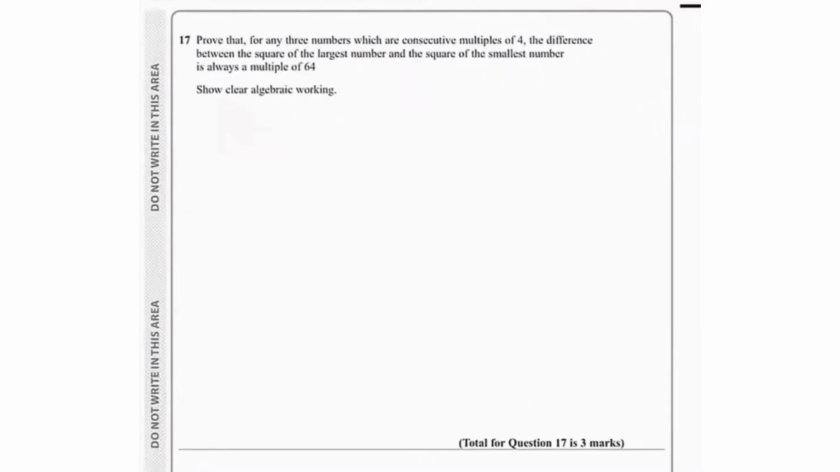This question says prove that for any three numbers which are consecutive multiples of 4, the difference between the square of the largest number and the square of the smallest number is always a multiple of 64. So three numbers which are consecutive multiples of 4. It's going to be 4n, then 4n plus 4, and then 4n plus 8.